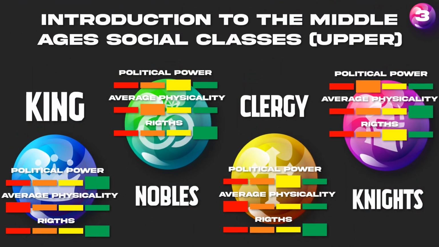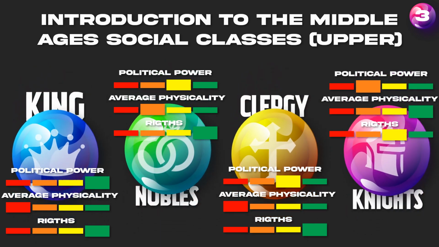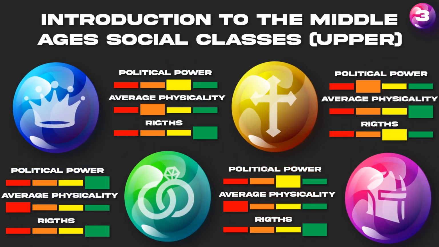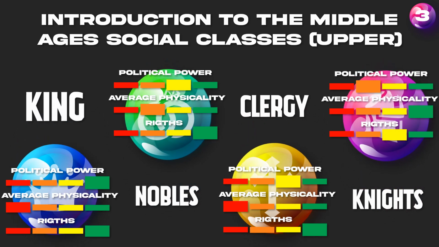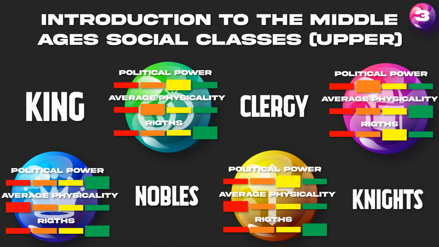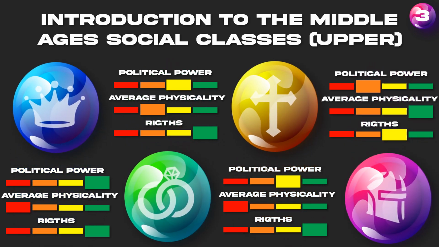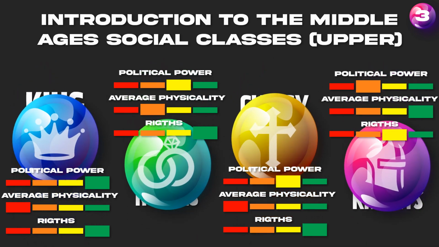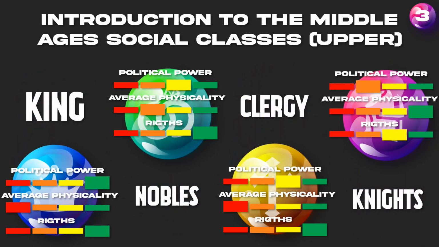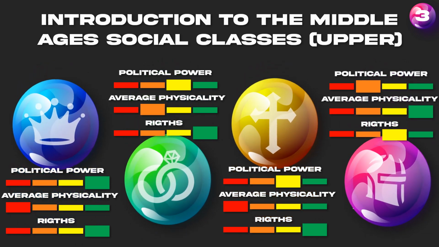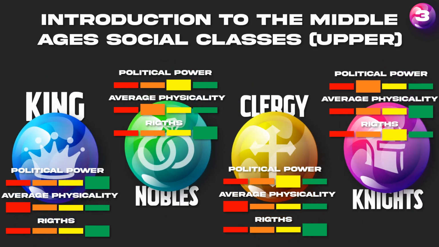First, we need to know that the highest social classes in the Middle Ages are similar to the Roman Empire. Kings have all the rights and political power, but are always assisted, so they have a low average physicality. Next are nobles, who have a better average physicality and the highest rights. They are followed by clergy, who have the same characteristics as nobles, and the last one, knights, with low political power but some rights.